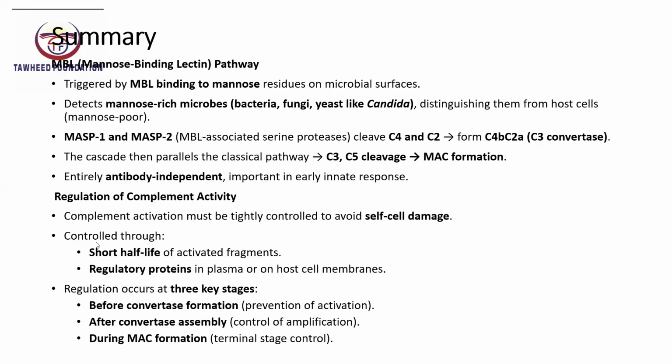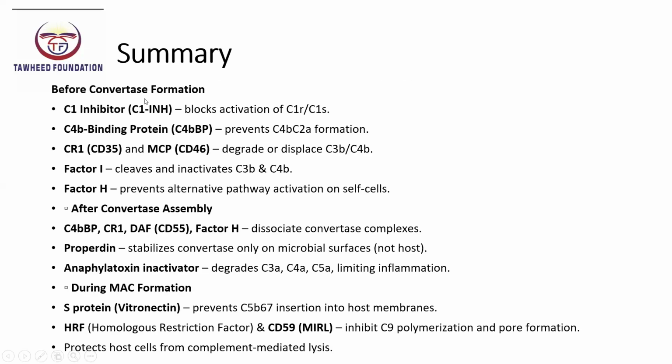Regulation of complement activity. Complement activation must be tightly controlled to avoid self-cell damage. It is controlled through the short half-life of activated fragments or regulatory proteins in plasma or on host cell membranes. Regulation occurs at three stages: before convertase formation, that is prevention of activation; after convertase assembly, that is control of amplification; and during MAC formation, that is terminal stage of control. So before convertase formation, as you can see, all this, and after convertase assembly, this.